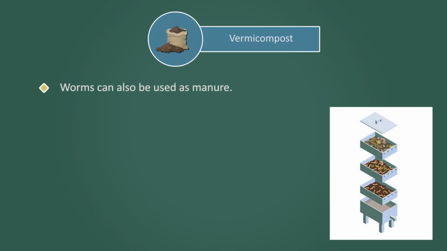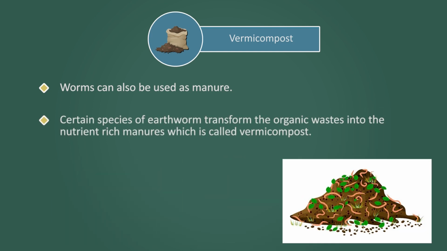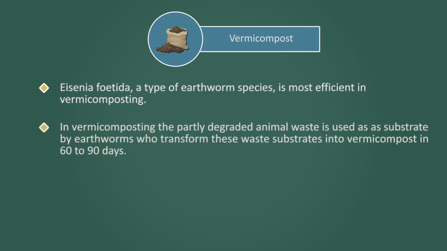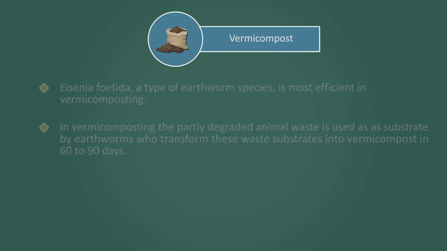Third is vermicomposting. Students, it is interesting to know that worms can also be used as manure. Certain species of the earthworm transform the organic waste into the nutrient-rich manure, which is called vermicompost. Eisenia foetida, a type of earthworm species, is most efficient in vermicomposting. In vermicomposting, the partially degraded animal waste is used as substrate by the earthworm, who transform this waste substrate into vermicompost in 60 to 90 days.